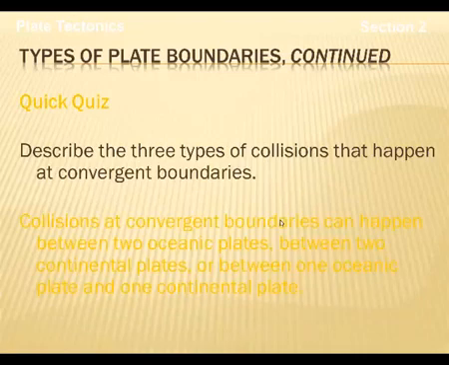Collisions at convergent boundaries can happen between two oceanic plates, between two continental plates, or between one oceanic plate and one continental plate. And then also remember that where one oceanic plate and one continental plate meet, typically there's a subduction zone. Where two continental plates converge, we're usually going to have uplift, and where two oceanic plates converge, usually there's a little bit of subduction and a trench forming.